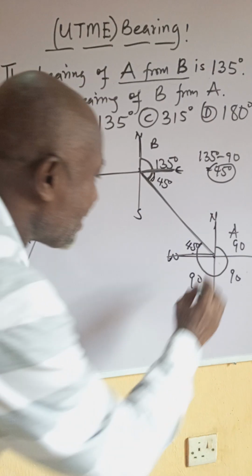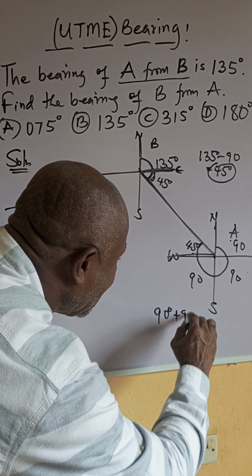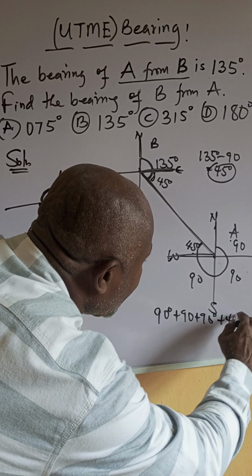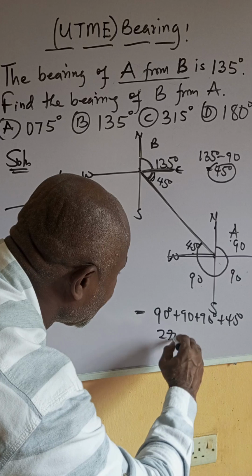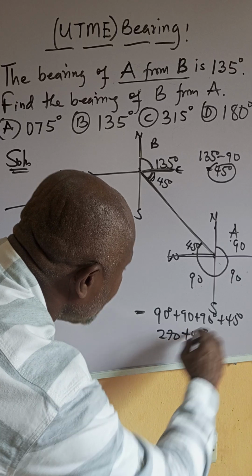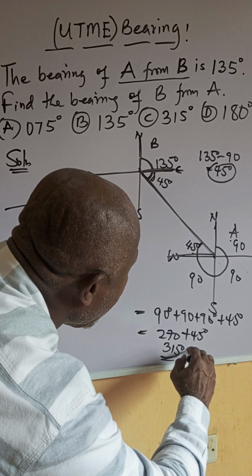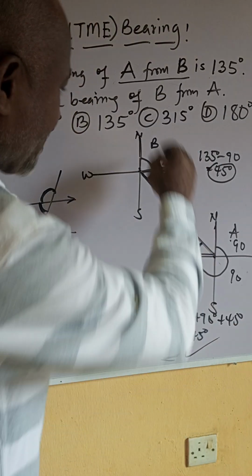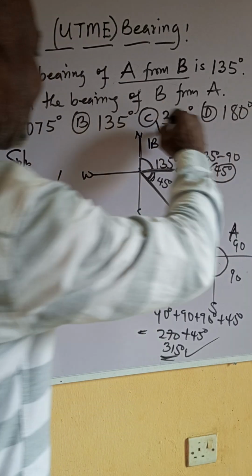So having found that from here to here, 90 plus 90 plus 90 and then plus 45. Now 90 plus 90 plus 90 is 270, plus 45 will give us 315 degrees. And that is the bearing of B from A. This is point B, this is point A. And looking at the options, option C is correct.